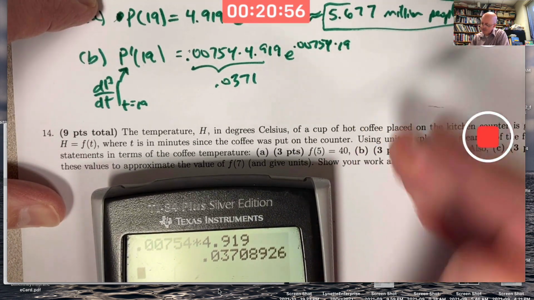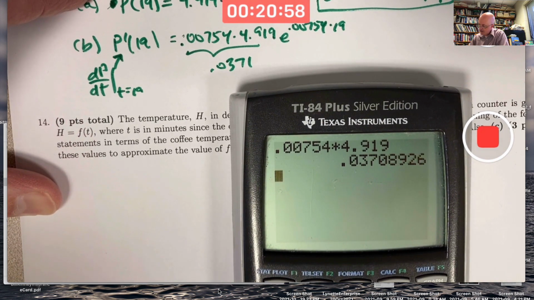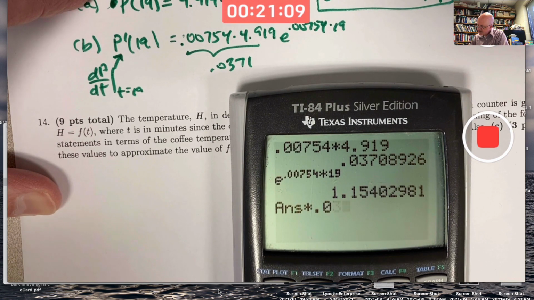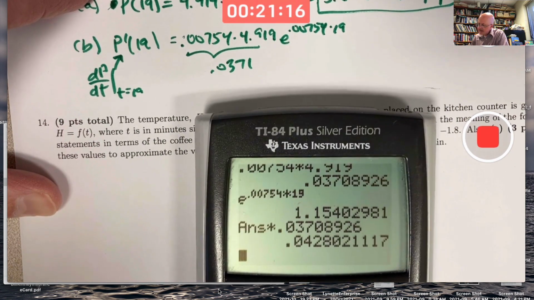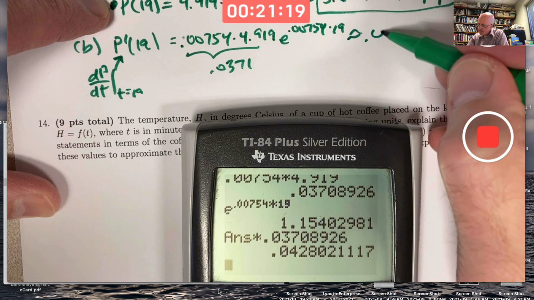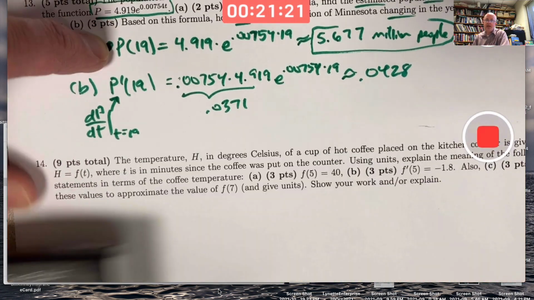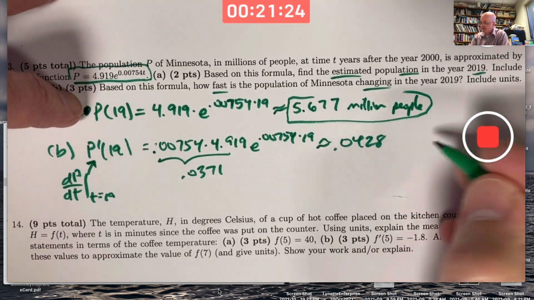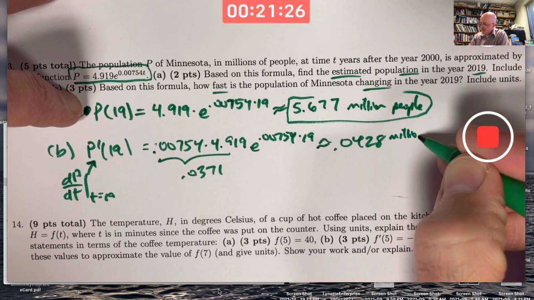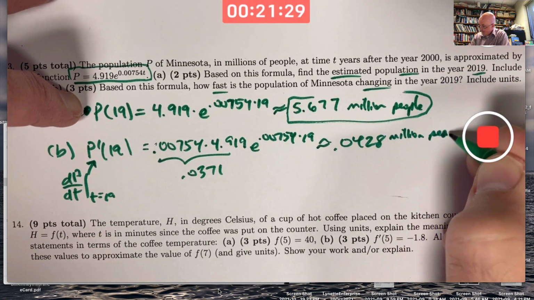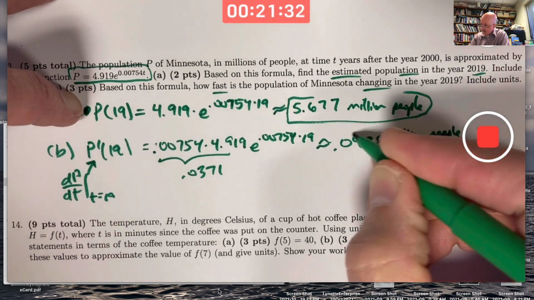And then, I guess we've already done that one, but I'll redo it just all at once here. E to the 0.00754 times 19 is a little bit bigger than 1. Yep, okay. Times the 0.0371. I'll put more decimal places in here. 0.8926. Looks like, if I'd not made a mistake, the answer is about 0.0428. What would the units be? It would be units of P per units of t. That would be million people per year. Million people per year would be the rate of change.